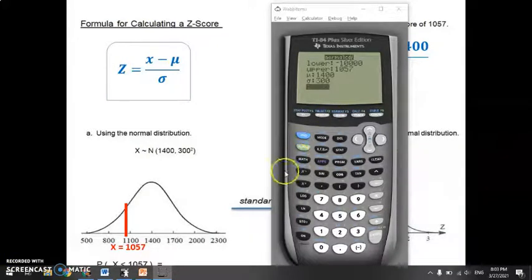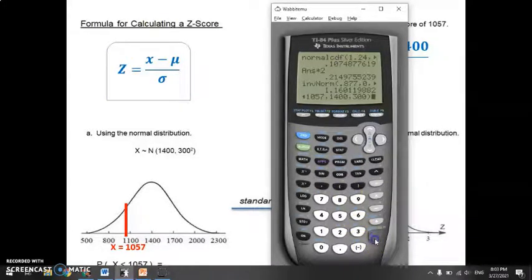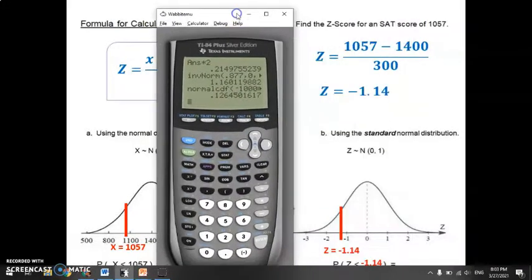So like I said, I was punching in using the original values. I have a mean of 1400, a standard deviation of 300, and I put that here. Okay, paste and calculate: 0.126. I hope you got the same when you did it using the standardized curve. I hope you matched that.